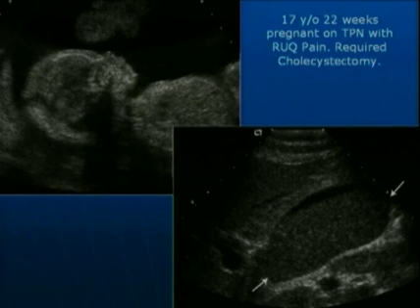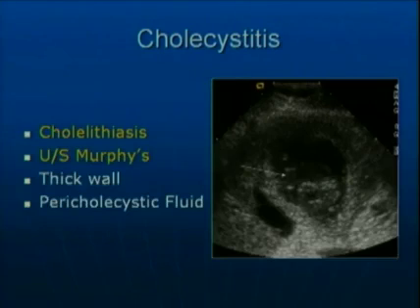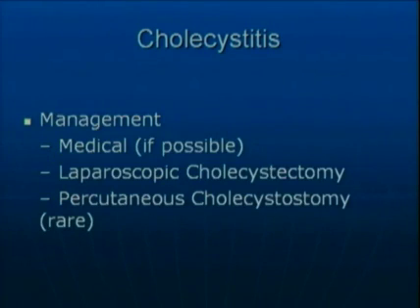She had calculous cholecystitis that required cholecystectomy. Another case here in which there's fulminant acute cholecystitis. So there was cholelithiasis, sludge. There was also thickened gallbladder wall and pericholecystic fluid, as well as a positive ultrasound Murphy sign in this case. How do you manage these patients?